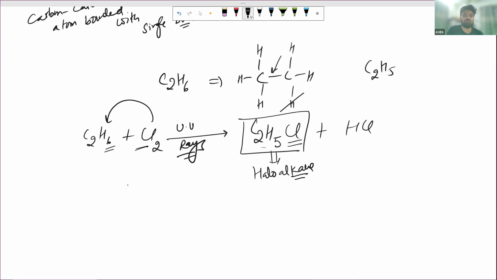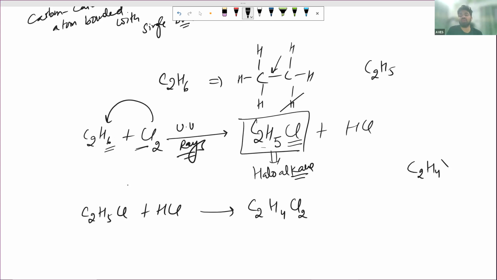Okay. Now moving to this one, suppose this reaction keeps on going, you keep on passing chlorine. So what would happen? The C2H5Cl, when it is continuously getting the chlorine, one more hydrogen will also be removed and it will become C2H4 with Cl2, X2. So you can write it C2H4X2. X2 means two halogen atoms are bonded.